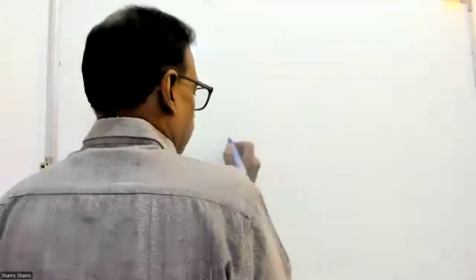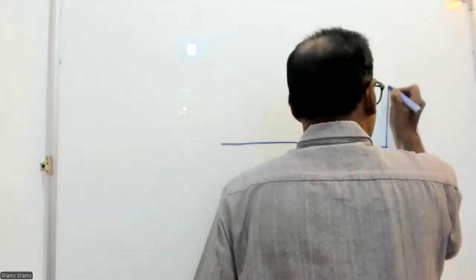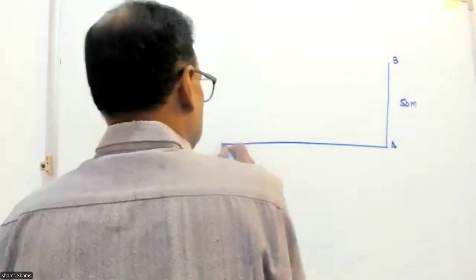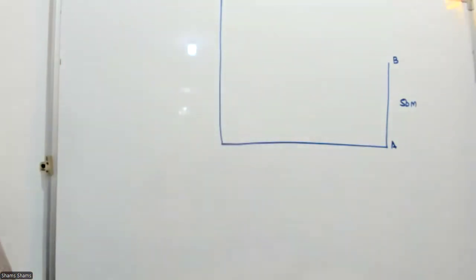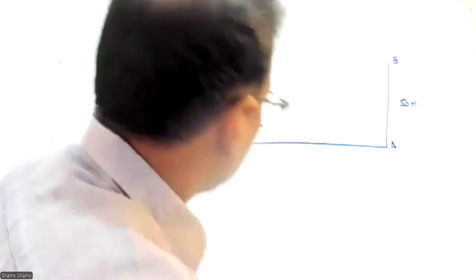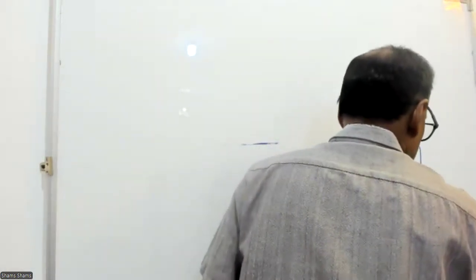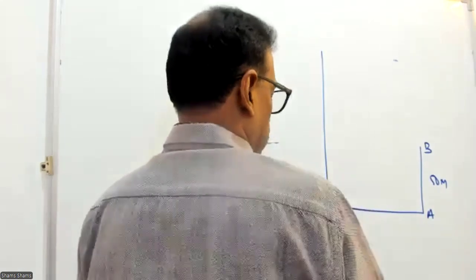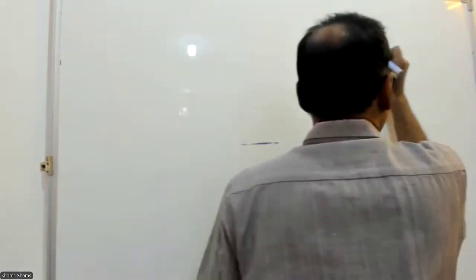The angle of depression of the top and bottom of a 50 meter high building is 45 degree and 60 degree. Okay, here AB is a building, 50 meter. Okay, tower is here, the bigger one. You can see the height, no? This is the building AB, 50 meters. Here is the tower CD.